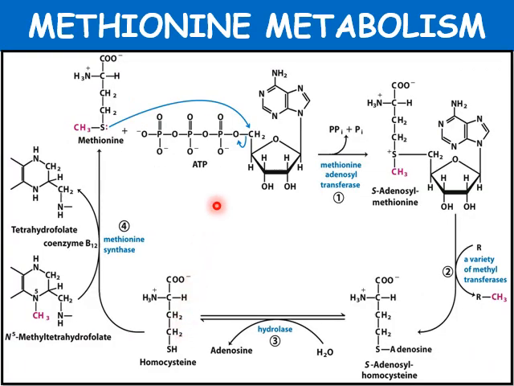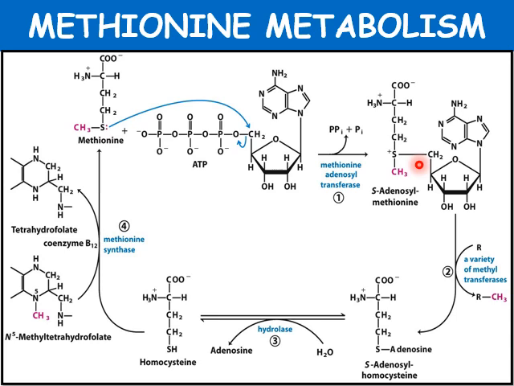Now let's see the metabolism of methionine. So this is the methionine amino acid. In the first step, methionine reacts with ATP, adenosine triphosphate, with the help of methionine adenosyl transferase, that means the transfer of an adenosyl group to methionine, resulting in the formation of S-adenosyl methionine. This is an active form of methionine. SAM, that is S-adenosyl methionine.